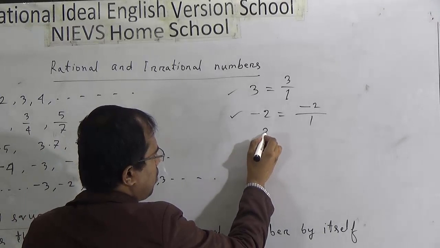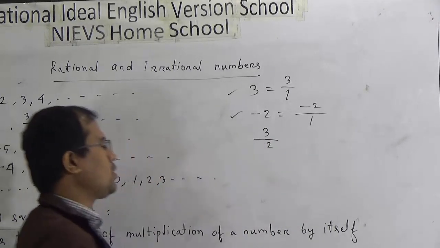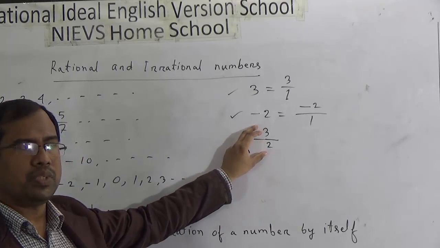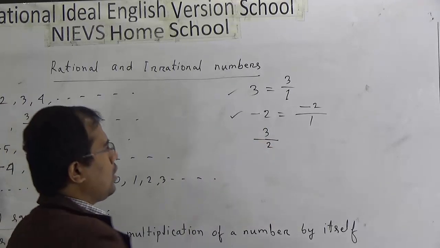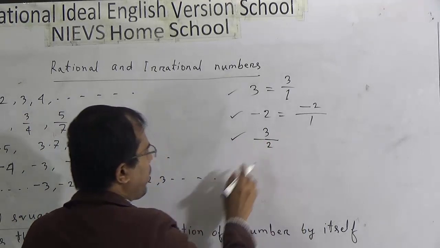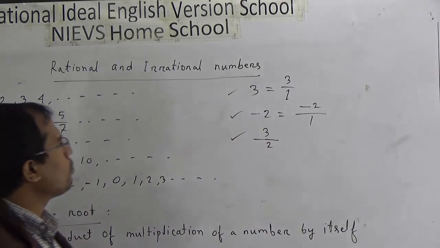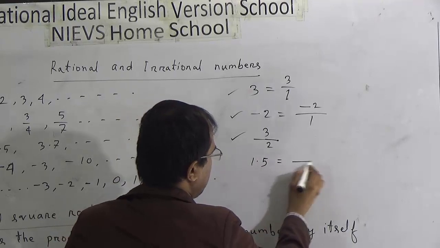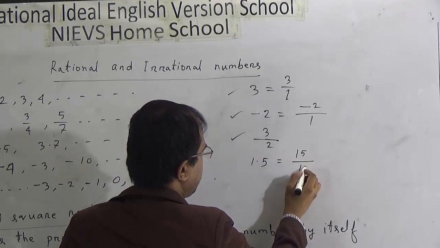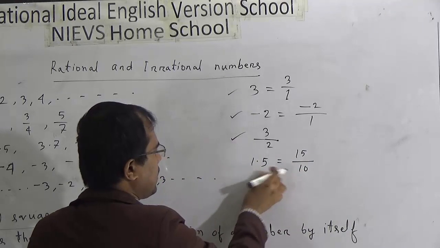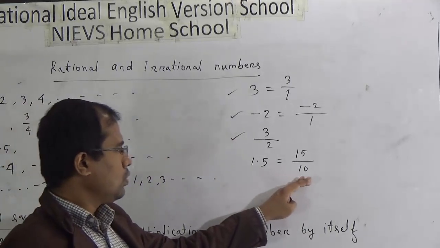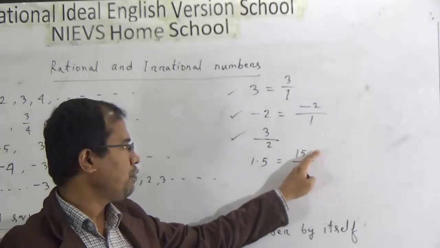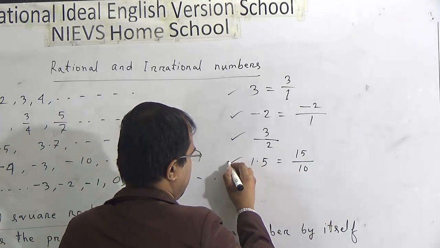Now 3 by 2. This is a fraction. Fraction must be rational number. Here 3 is integer, 2 is also integer. So we can express any fraction by the ratio of two integers. So fraction is also a rational number. Now 1.5. We can write this number as 15 divided by 10. That means we can express the decimal number as the ratio of two integers 15 and 10. So it is also rational number.